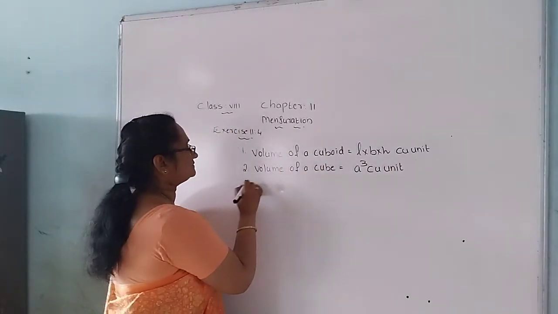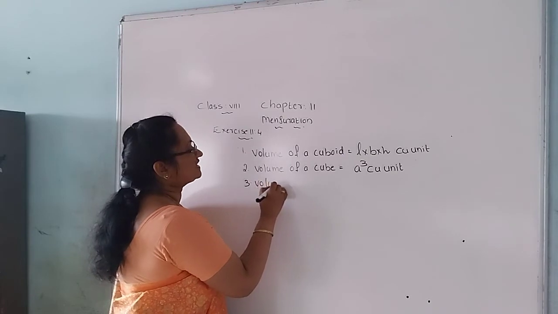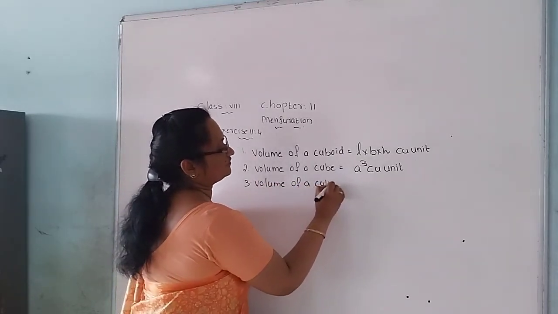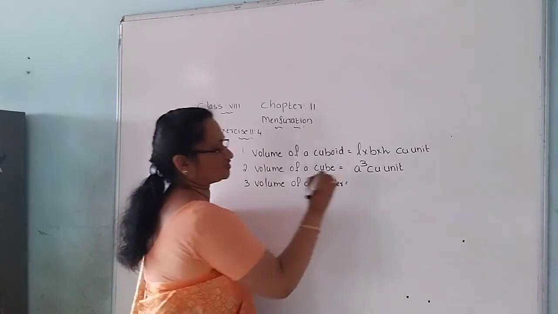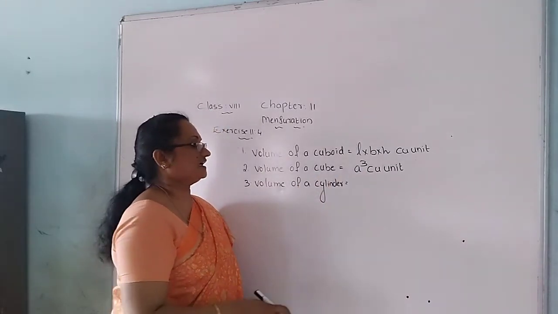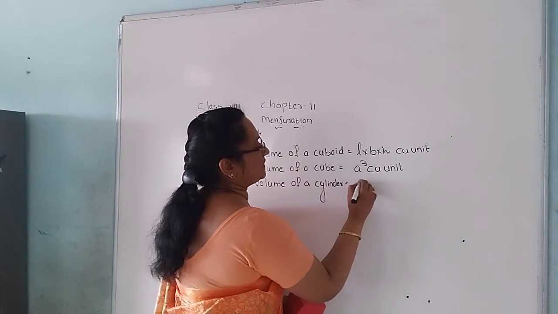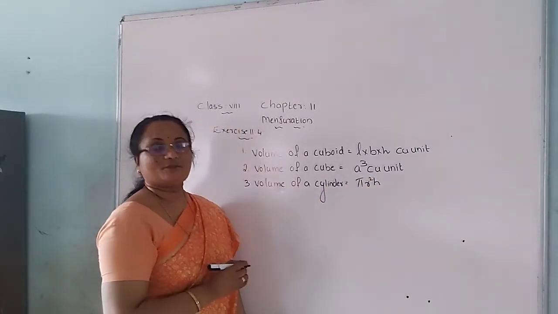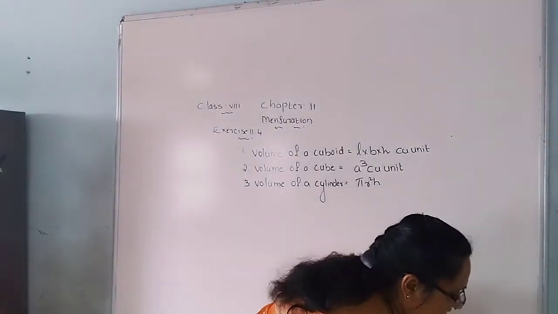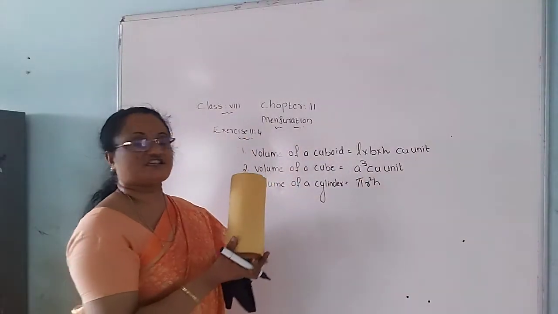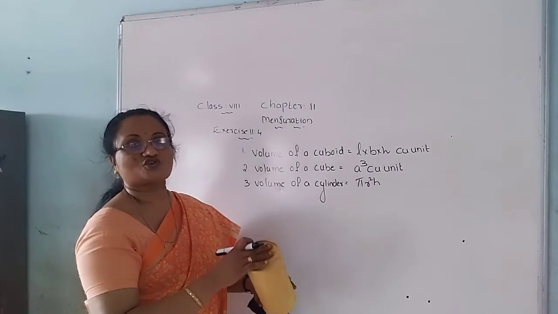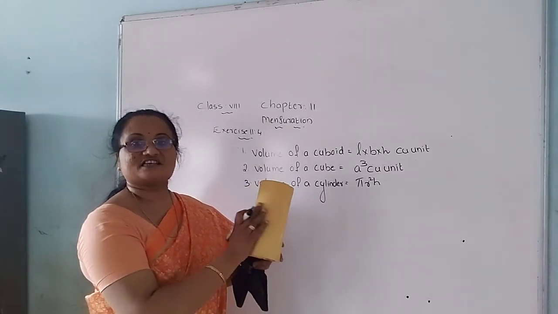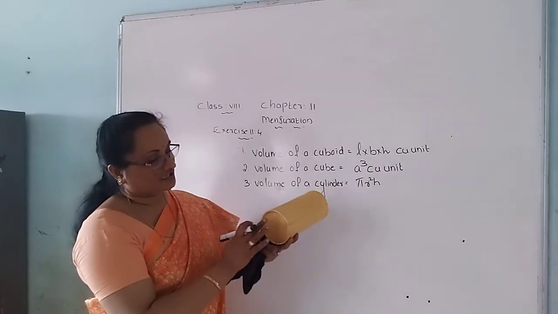Next shape is the cylinder. The volume of a cylinder is given by the formula pi r square h. How do we get pi r square? Here, see, this is the cylinder shape. In the cylinder, the top and bottom are circles. This part is the curved part. Here is the circle.